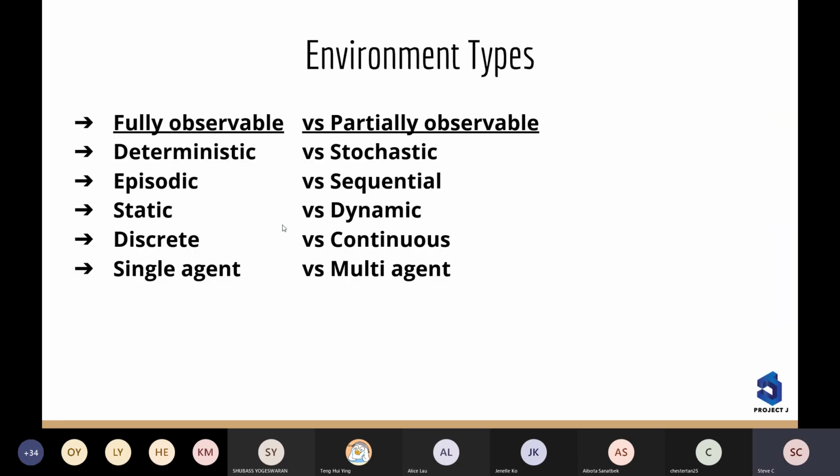So now let's go into environment types. There's actually a lot of types of environment that an agent could be working in. I'll explain this in a series of comparisons. These two are inherently opposites of each other, right? So you have the versus here. Let's go into the first comparison, a fully observable environment and a partially observable environment.